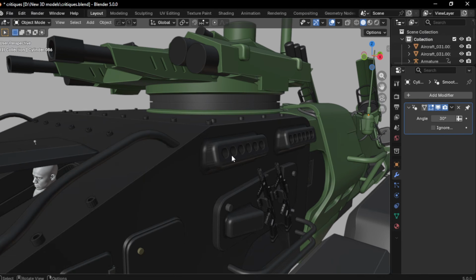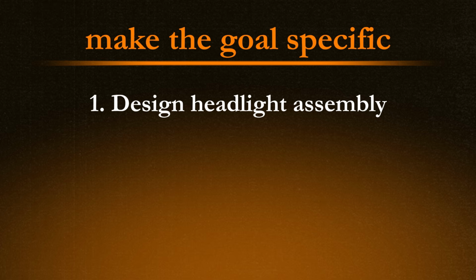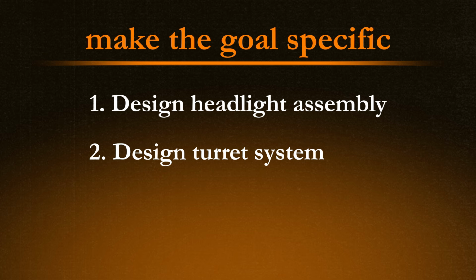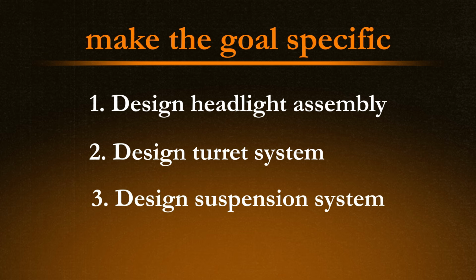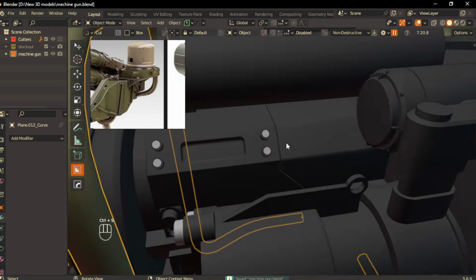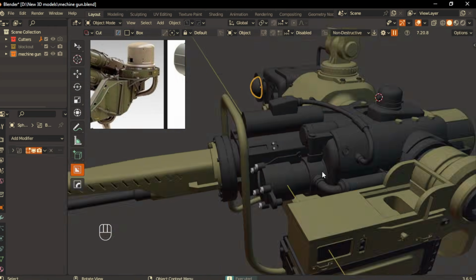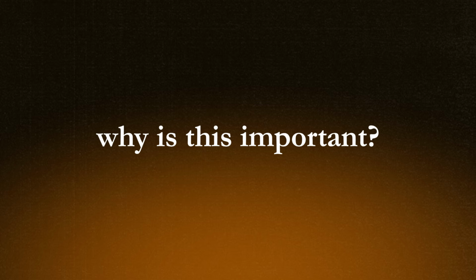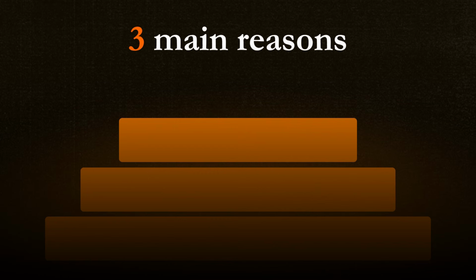Instead of saying, I'm going to design an entire vehicle, make the goal much more specific. For example, I'm going to design a realistic headlight assembly. I'm going to design a detailed turret system. I'm going to design a suspension system. And when I say detailed, I mean fully detailed, from the largest forms down to the smallest features. Why is this important? There are three main reasons.